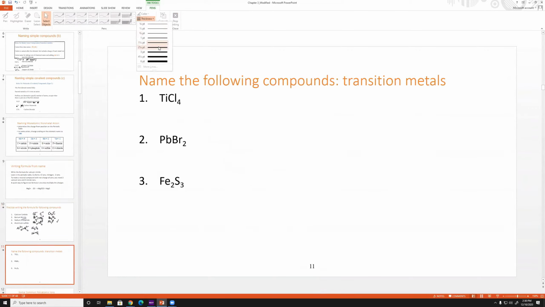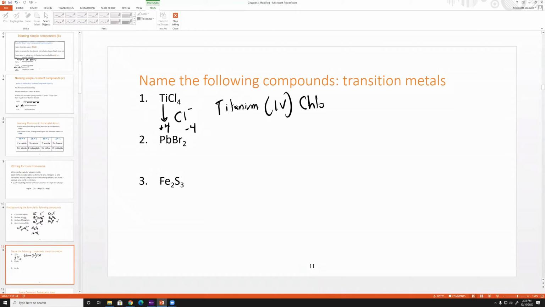So let's do some practice with some transition metals. Now here we have some kind of titanium chloride. We have 4 chlorines, and each of them is -1. Therefore, the total negative charge is -4. Titanium would then have to be +4. What that means is the charge of each titanium is +4. So you'd have titanium 4 chloride.